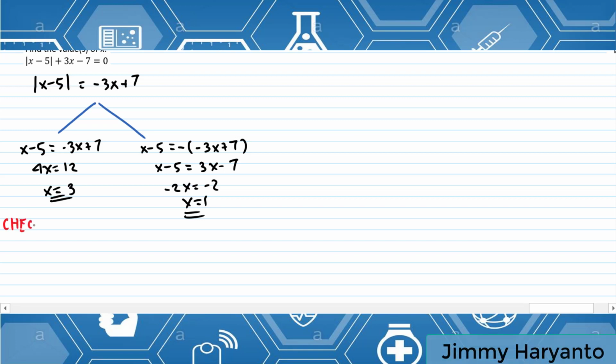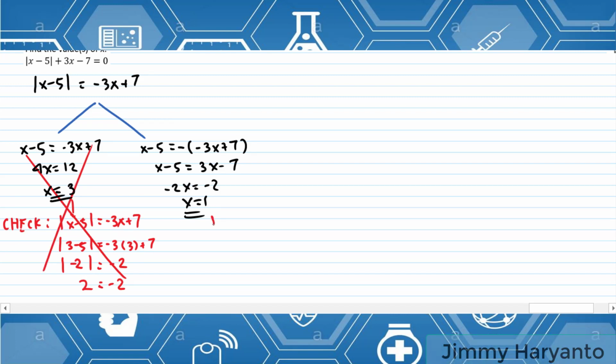Check. Write the equation: absolute value of x minus 5 equals negative 3x plus 7. Then we plug the 3 into the x. 3 minus 5 equals negative 3 times 3 plus 7. Absolute value of negative 2 is 2, and the right side equals negative 2. 2 equals negative 2 is not the same, so this one is wrong.